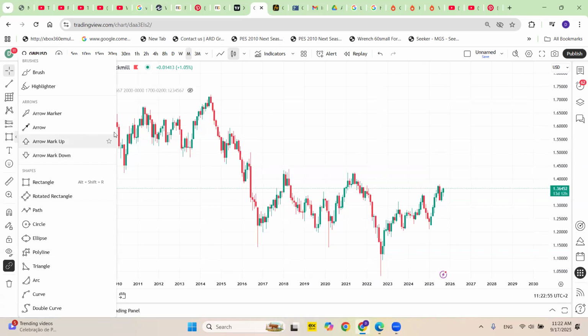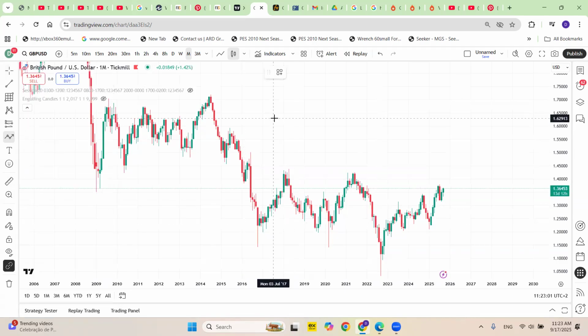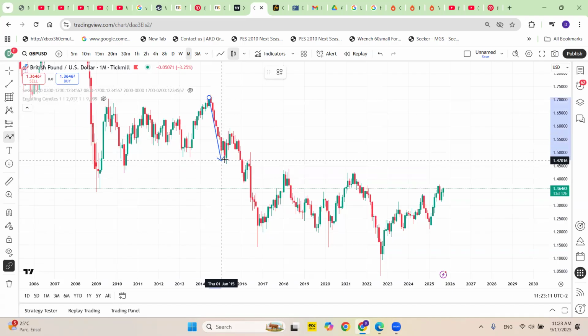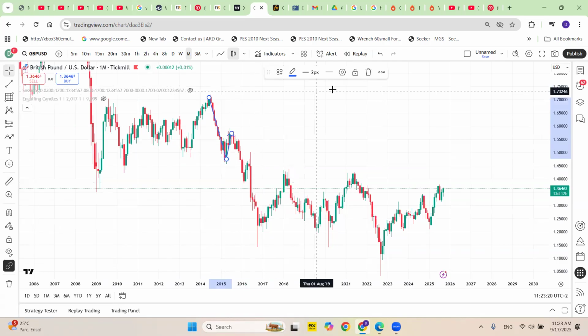Our structure shows that it's overall a downtrend. I can pick from this point here. I have lower high, lower low, lower high.